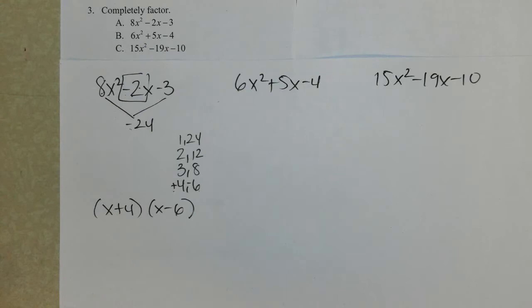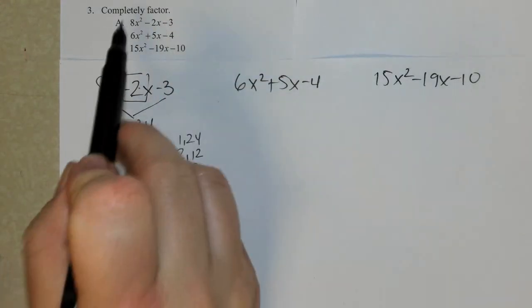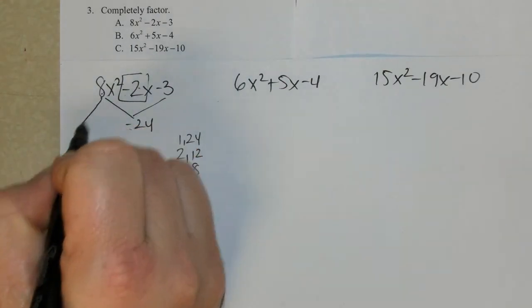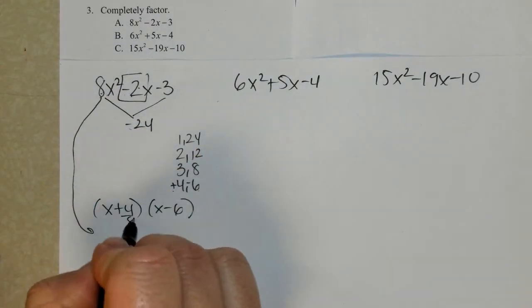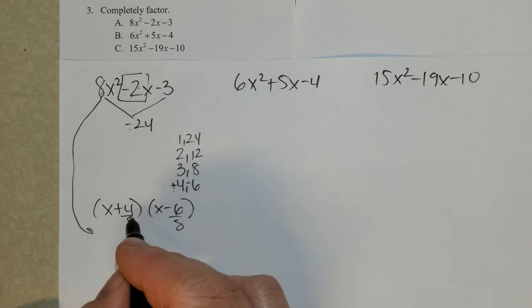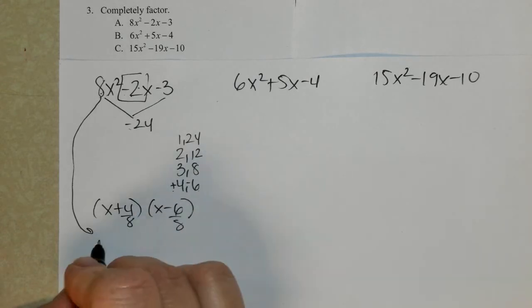Now, what's different about the problems for number 3 and the problems for number 1 is that the leading coefficient in each one of these is not 1, which means I need to take this and put it underneath. Okay? So now at this point, you have to completely factor to get these right tomorrow. You are going to reduce the fraction.